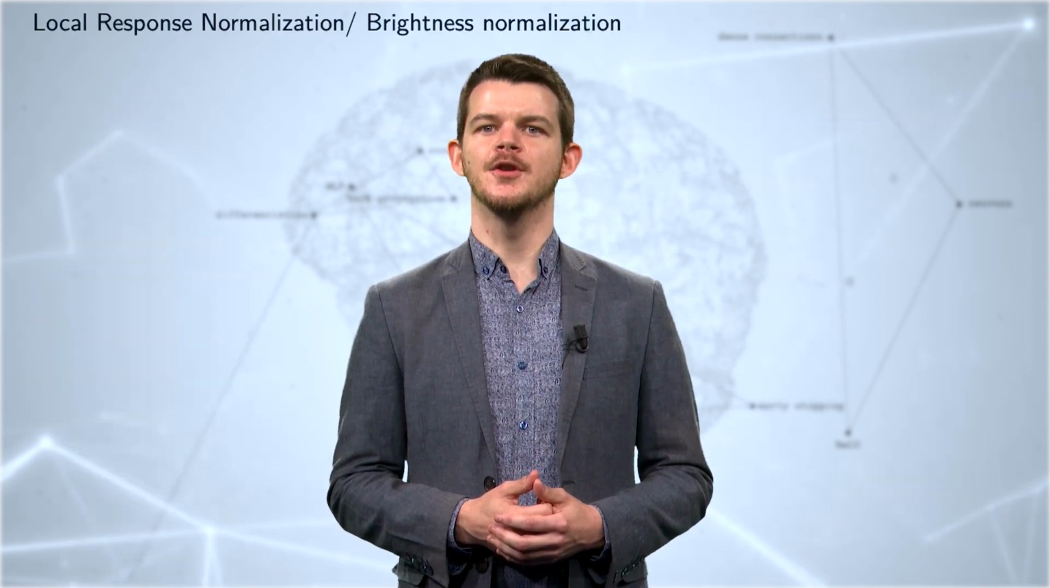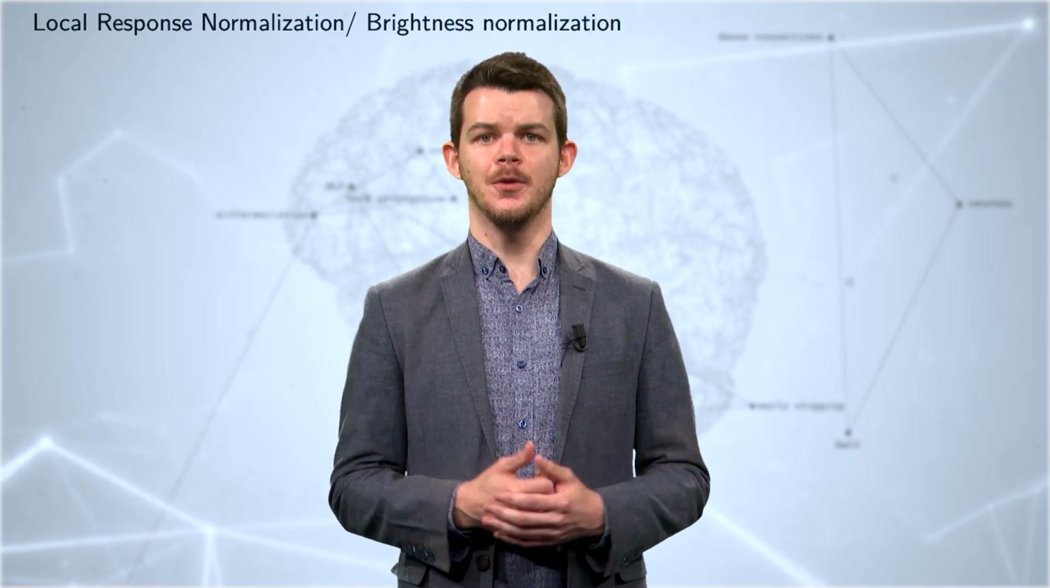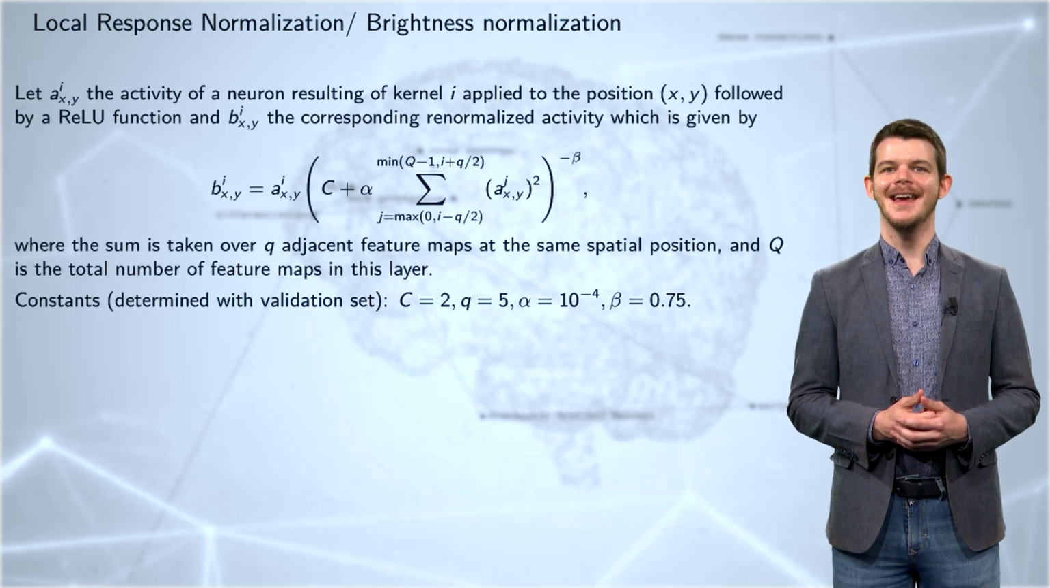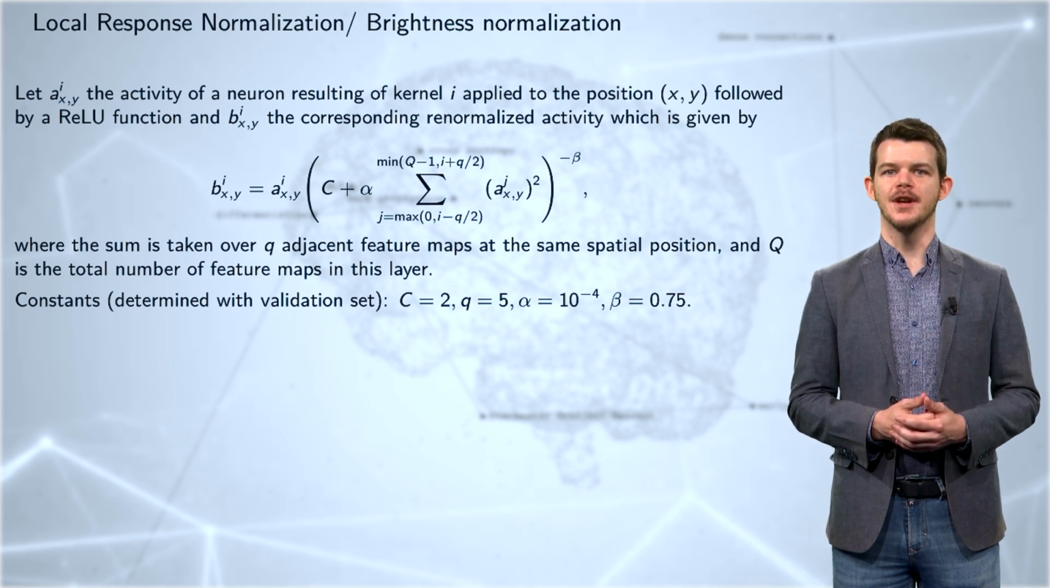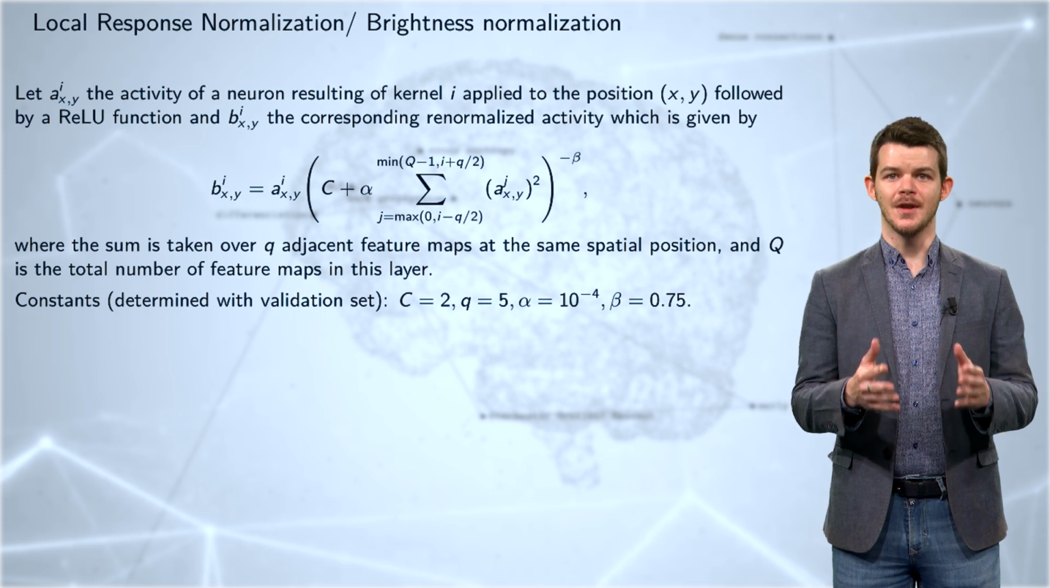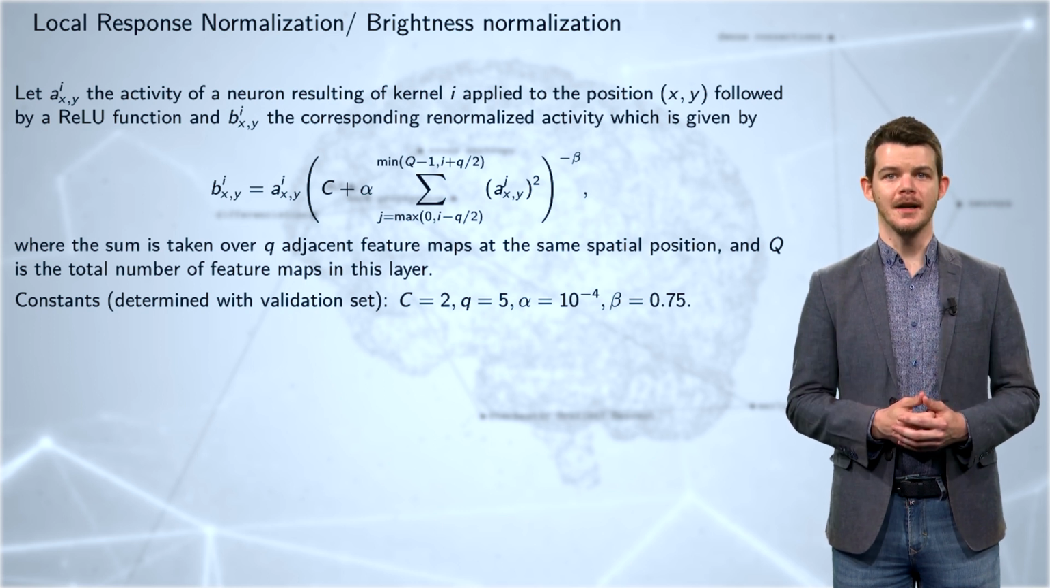We are now going to detail the local response normalization or brightness renormalization. So first, let a_i^xy be the activity of a pixel xy in the ith feature map followed by a ReLU function, and b_i^xy is the renormalized activity given by this formula. You can see that this quantity involves a sum over j, where j is a feature map index. Basically, here, the normalization is done by dividing the activation at a given position x, y in a feature map i by the sum of the activations at pixel x, y in the adjacent feature maps.